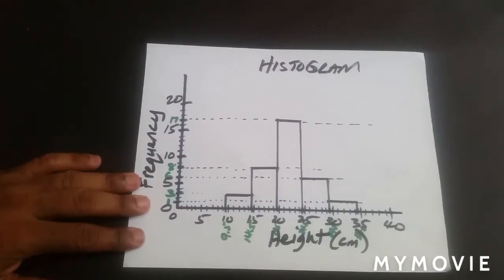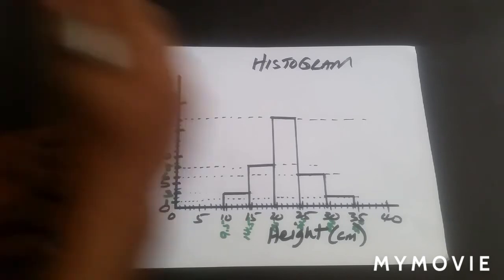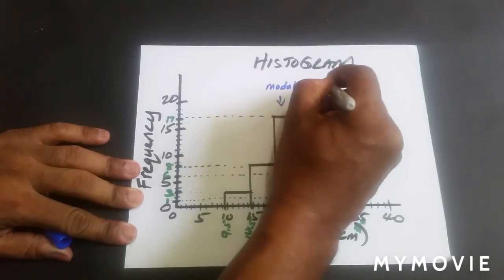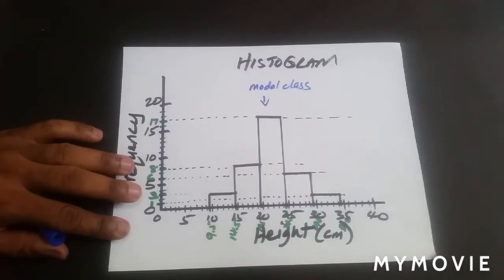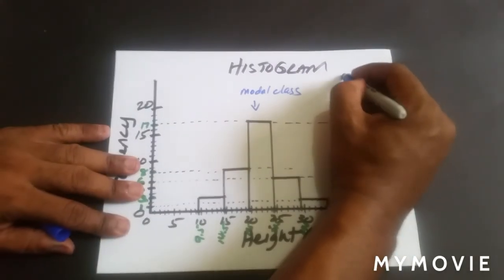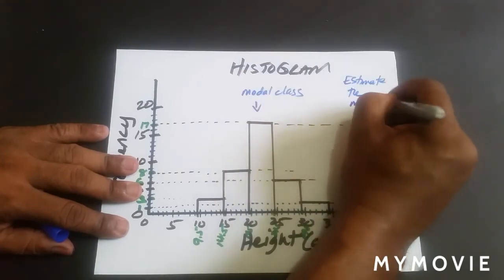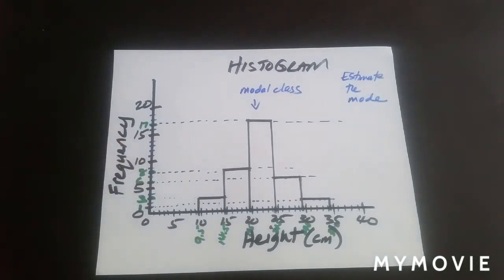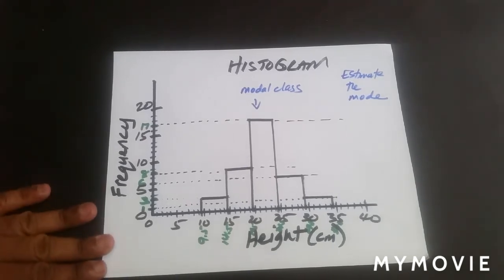So remember that the tallest bar, which is this one, is actually representing the modal class. Okay, so the tallest bar there is representing the modal class because that has the highest frequency, which is 17. Now, to estimate the mode, all we're going to do is a very simple procedure. So I want everybody to pay attention now. This is how you determine or estimate the mode using the histogram, right?